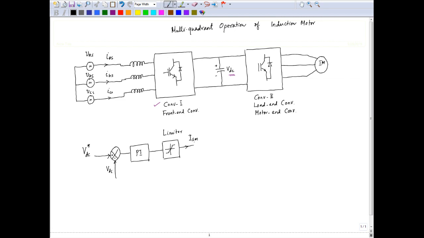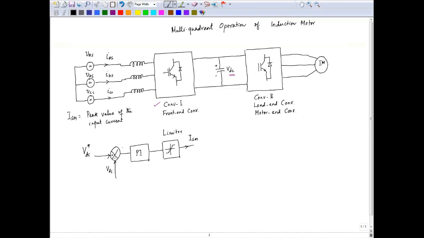So this ISM is not the stator current, I would like to correct here. It is the input current of the supply. So ISM is the peak value of the input current. ISM is the peak value of the input current.